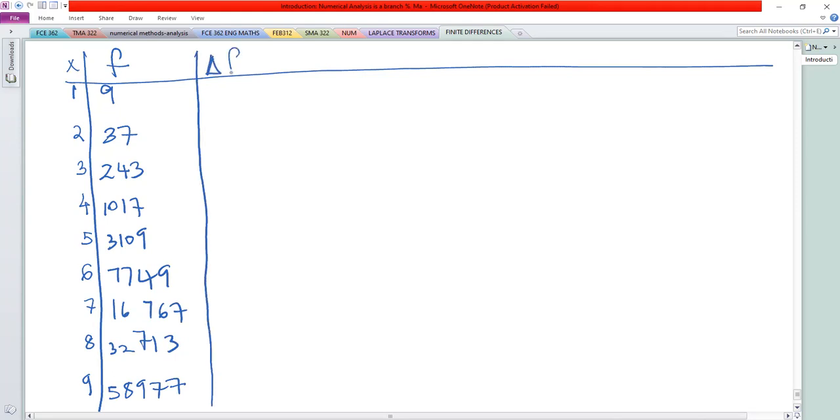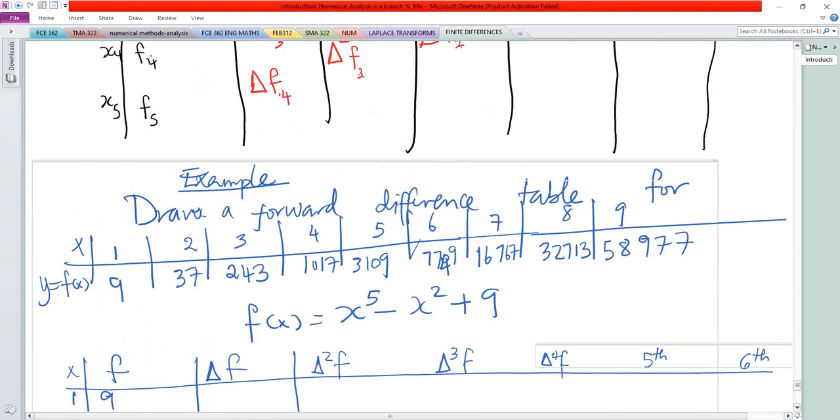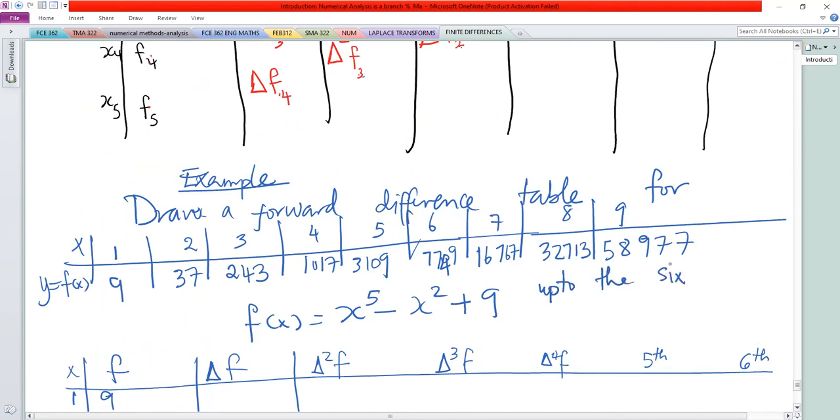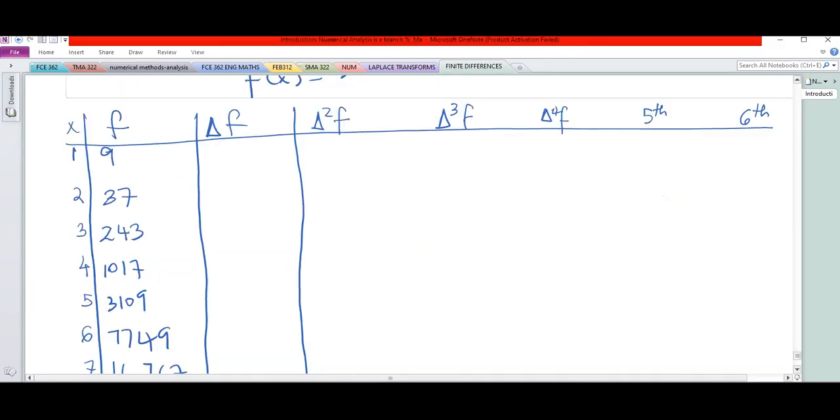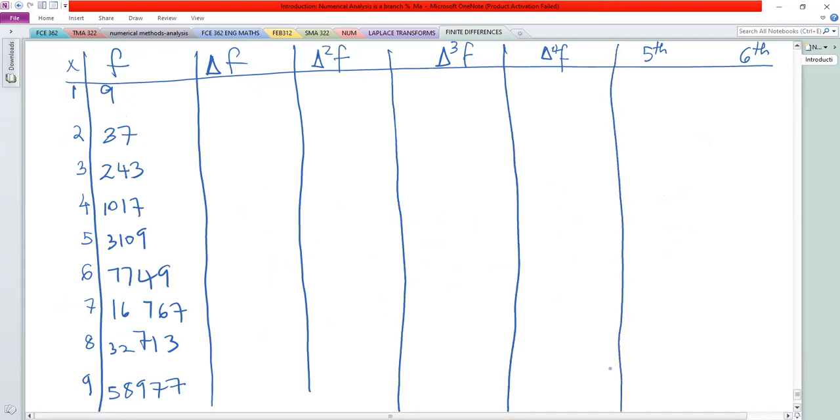Now you write forward f, and then second forward of the function f, third forward of the function f, fourth forward of the function f, fifth forward of the function f, sixth forward of the function f. Let's just impose a condition on this question that we draw a difference table for this one up to the sixth difference. Up to the sixth difference. So once we have this, let me make these lines. These are the lines.